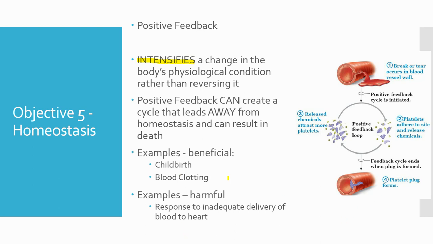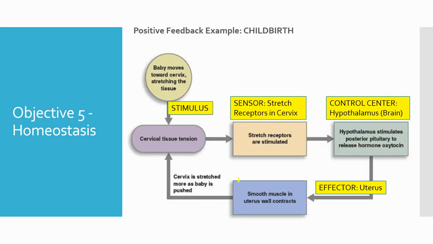Now, another example is childbirth. And so as the baby starts to move downward, it can put some pressure on the cervix. That's going to trigger those stretch receptors. That's going to lead the brain to release oxytocin, which is going to trigger contractions. And as most of you are probably familiar with, whether you've gone through childbirth or not, we know that those contractions get bigger and stronger and closer together until the baby is born. And so it just keeps on going with an increase in that intensity.